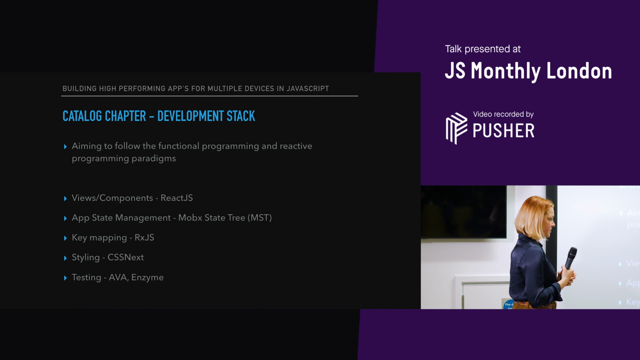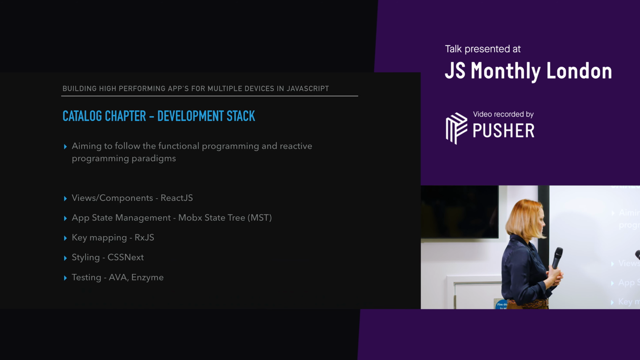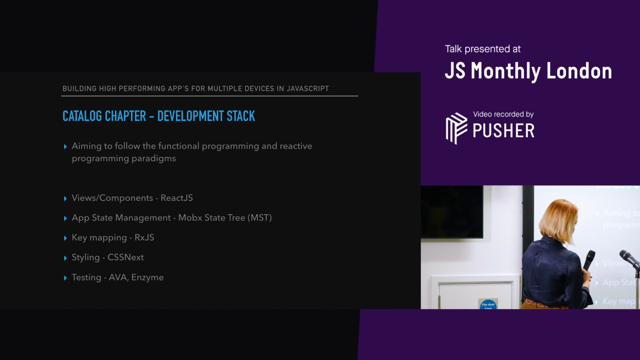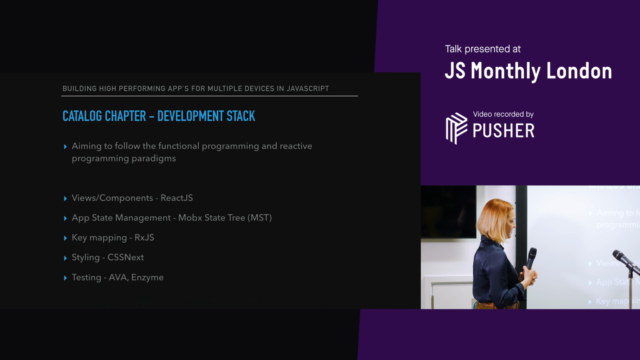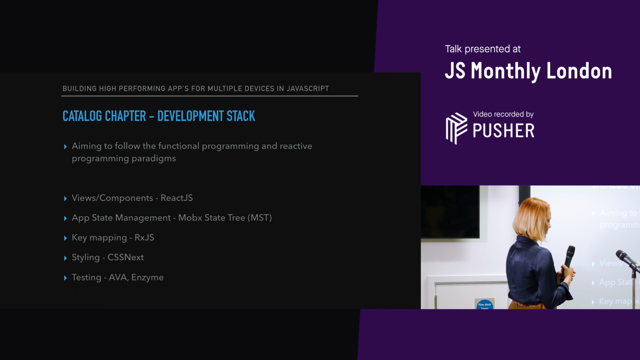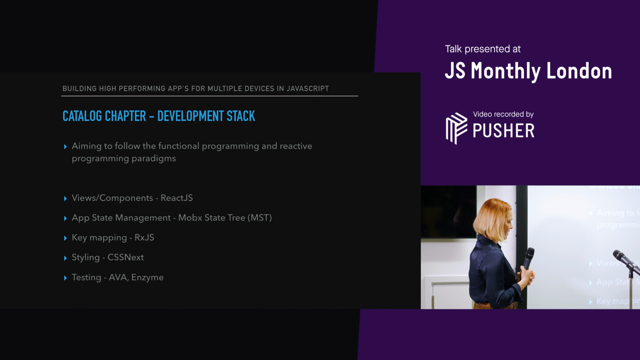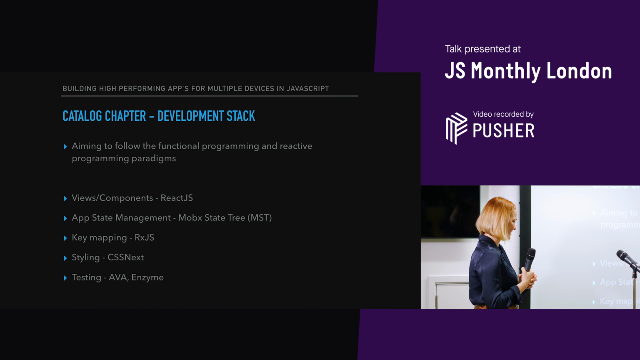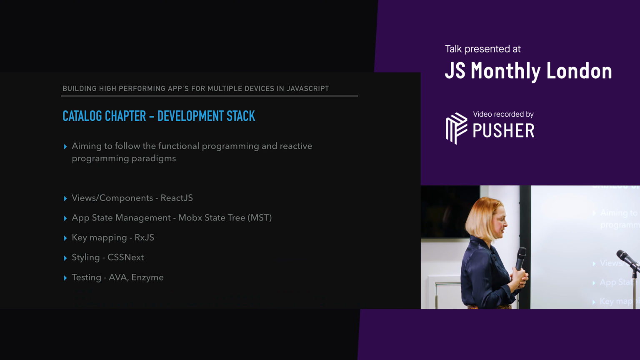For app state management, we are using Mobx state tree. And here is where our business logic actually lies. For key mapping, RxJS. For styling, CSS Next. And testing with Ava and Enzyme. So we didn't do any integration tests so far. Automation, unit tests are there. End-to-end testing is work in progress.